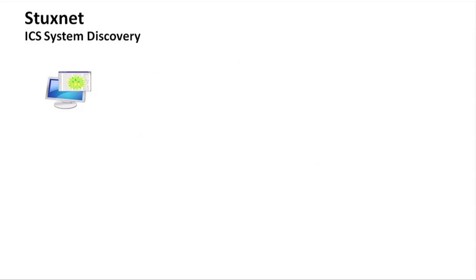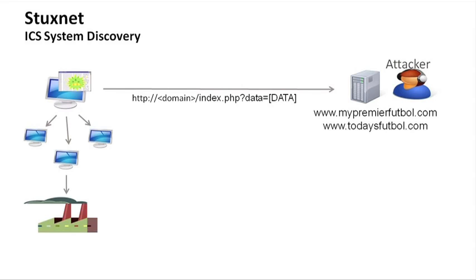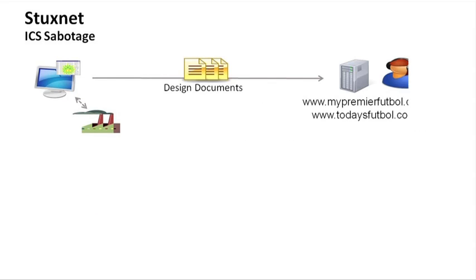Stuxnet's goal is to find a computer in the organization that is used to program a PLC, or a programmable logic controller. A PLC is a small computer that can control industrial machinery such as pumps and centrifuges. Every time a computer is infected, it sends a message back to the attacker over the internet, which provides the attacker with general system information. The attacker can then tell the computer to spread Stuxnet further until it finds a computer that is able to program the targeted PLC. The attacker then steals design documents to determine how to sabotage the industrial control system.